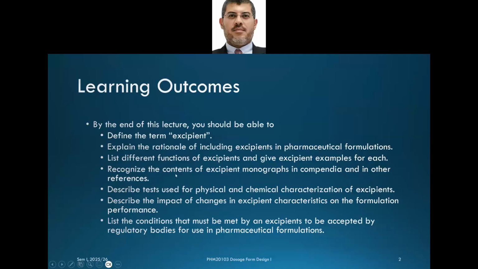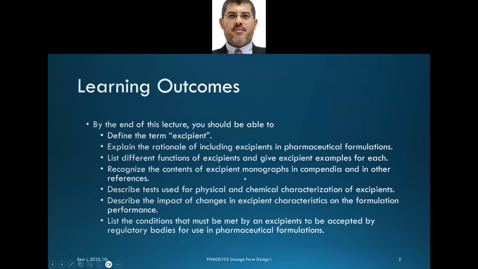And we should give examples of excipients belonging to different functional classes. We should recognize the content of excipient monographs in compendia and in other references. So we have some regulatory books. We call them compendia, which you know about, or pharmacopoeias, for example. They contain the standards of properties that the excipients should have in order to be accepted for use in pharmaceutical manufacturing.